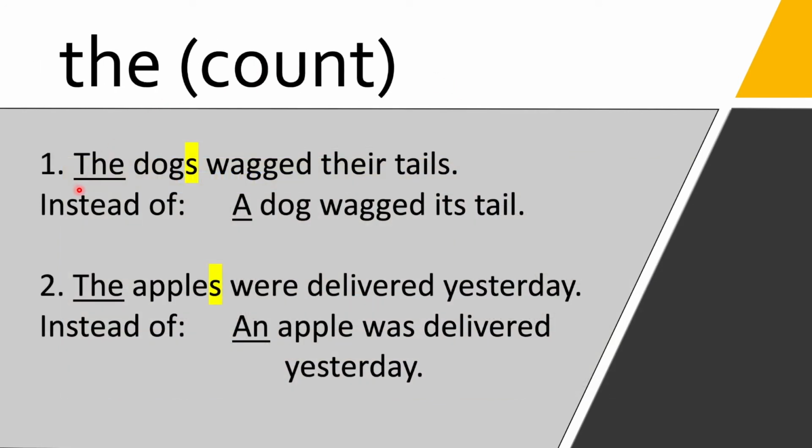So, the dogs wagged their tails. Okay, that's the plural. Instead of saying "a dog wagged its tail," the plural would be "the dogs." Okay? And number 2, plural, the apples were delivered yesterday. So instead of the singular, "an apple was delivered yesterday." So see the difference, guys? So "a" and "an" are for singular, and "the" is for either singular or plural. Okay?